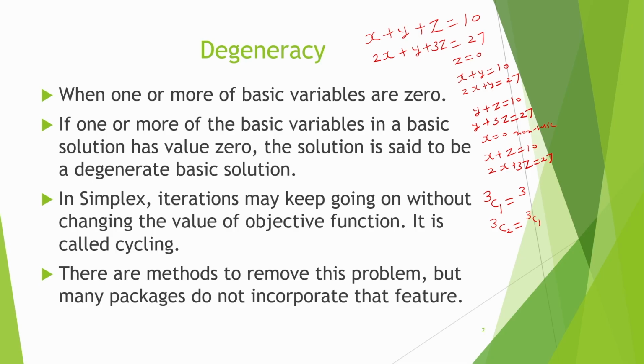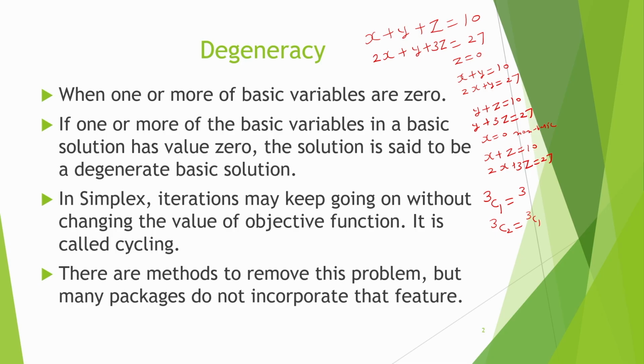So if a basic variable becomes 0, that situation is called degeneracy. That means we have got degenerate basic solutions. When one or more of the basic variables are 0, this is called degeneracy. If one or more of the basic variables in a basic solution has value 0, this solution is said to be a degenerate basic solution. That solution is called degenerate.